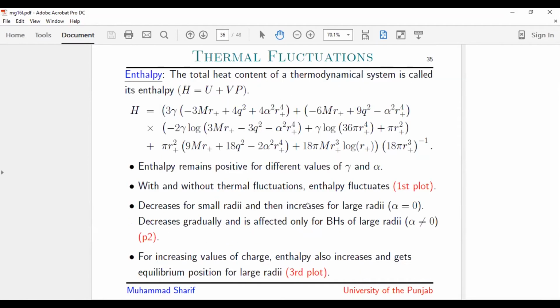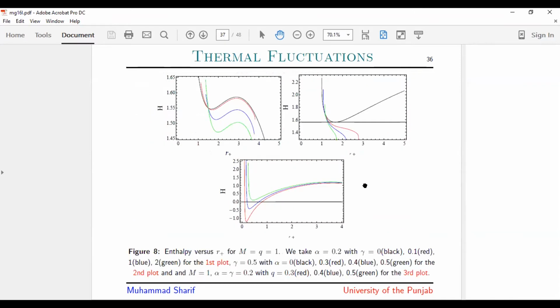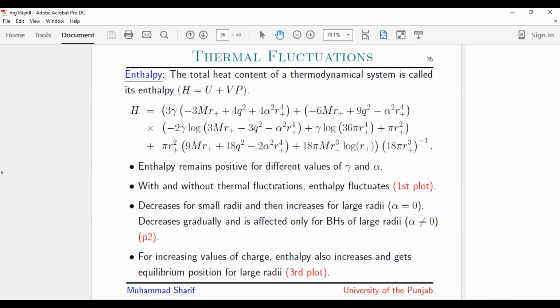And next point is enthalpy. This is the total heat content of a thermodynamic system, and it is given by this expression. And we can conclude from this expression that enthalpy remains positive for different values of gamma and alpha. With and without thermal fluctuations, enthalpy fluctuates. This is given in the first paragraph, first plot.